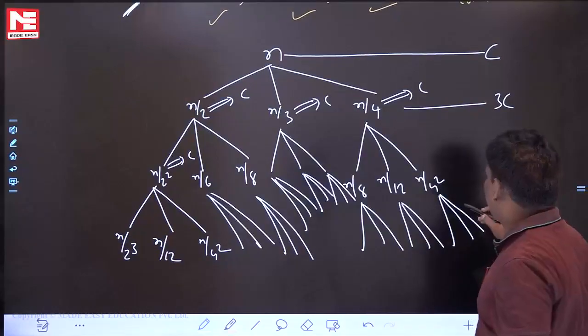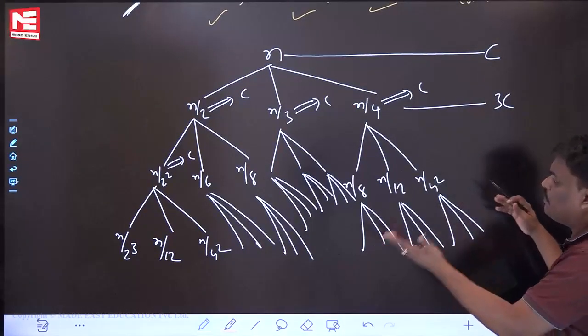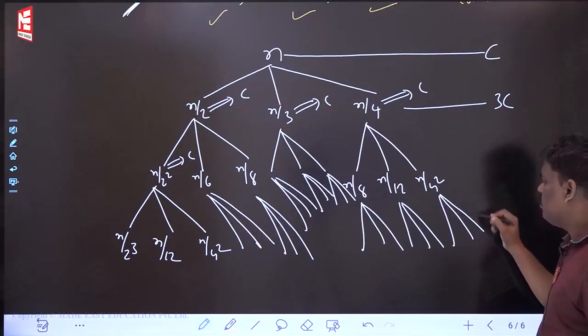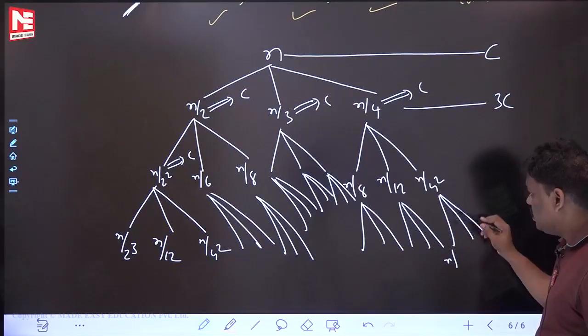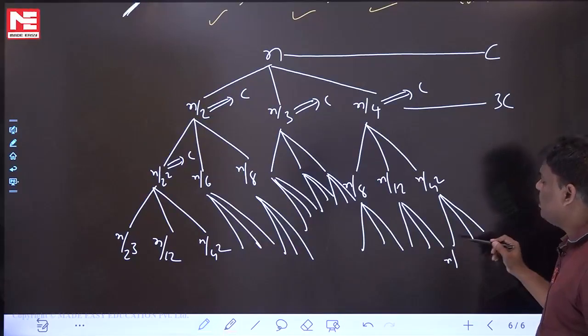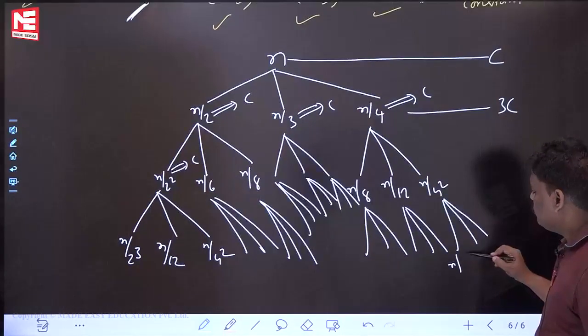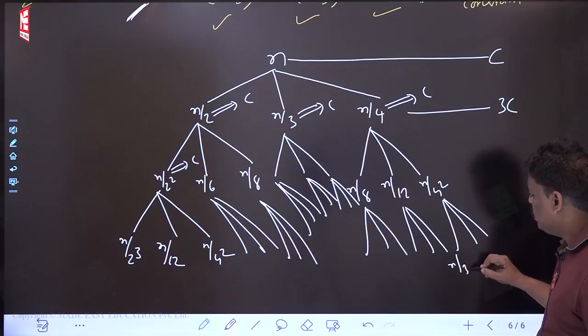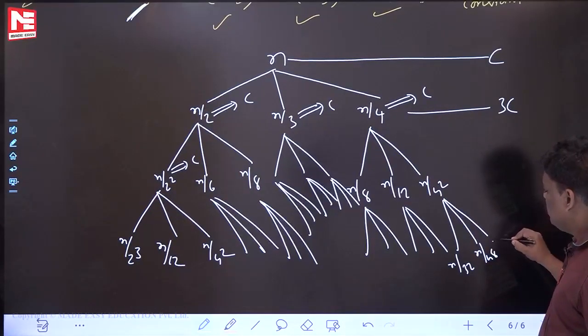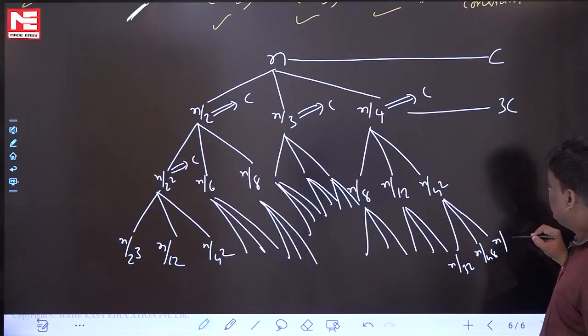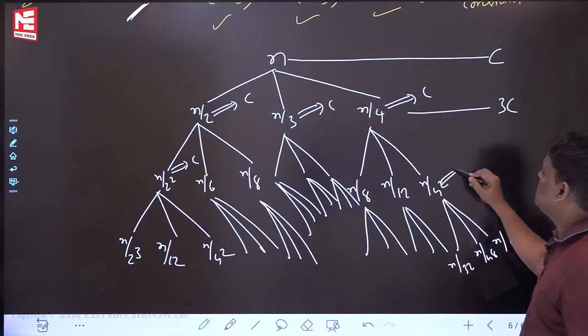Let me do the extreme. Extreme left and extreme right is my goal. Can you say what n by 4 square gives? It is going to be n by 16 into 1 by 2, which is 32. This one, n by 16 into 3, is 48. Next, n by 4 square will become 4 cube. It will also take c time.